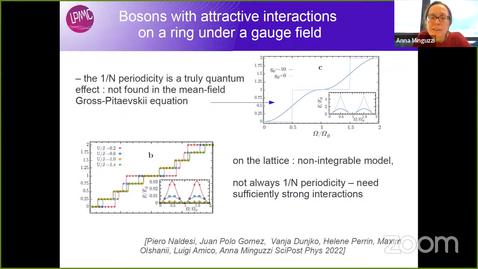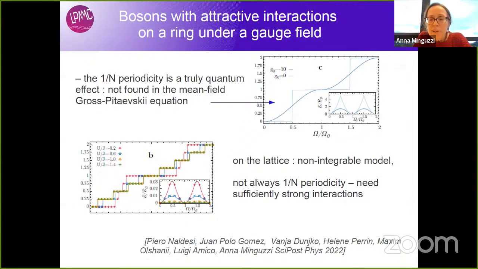Let me notice that this effect is a truly quantum effect and cannot be found at the mean field level. For example, we have solved the Gross-Pitaevskii equation for the same system, for attractive interaction, adding the rotation. And this is the energy as a function of the artificial gauge field that we see. And you see, it is smooth. It is missing all the small steps that we were finding in the quantum problem. A posteriori, this is also clear because the Gross-Pitaevskii energy does not resolve the single particle. It is a large number of particles, a large n expansion. So it is a sort of interpolation between infinitely tiny steps.